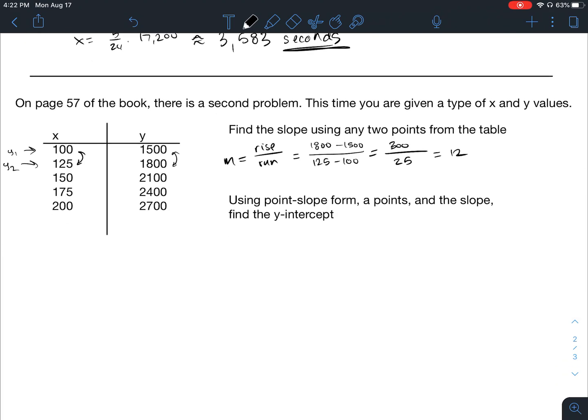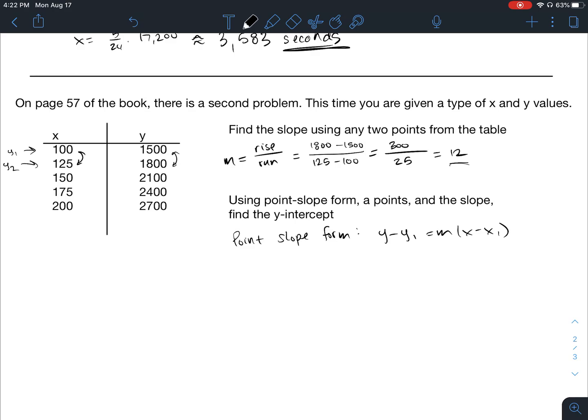And now it's asking that we use point slope form. Point slope form, I'll remind you, looks like this. y minus y1 is equal to m multiplied by x minus x1. So to use point slope form, we need a point and the slope to find the y-intercept. Well, we already found the slope and we have a point. You can choose from any of these points over in this table right here.